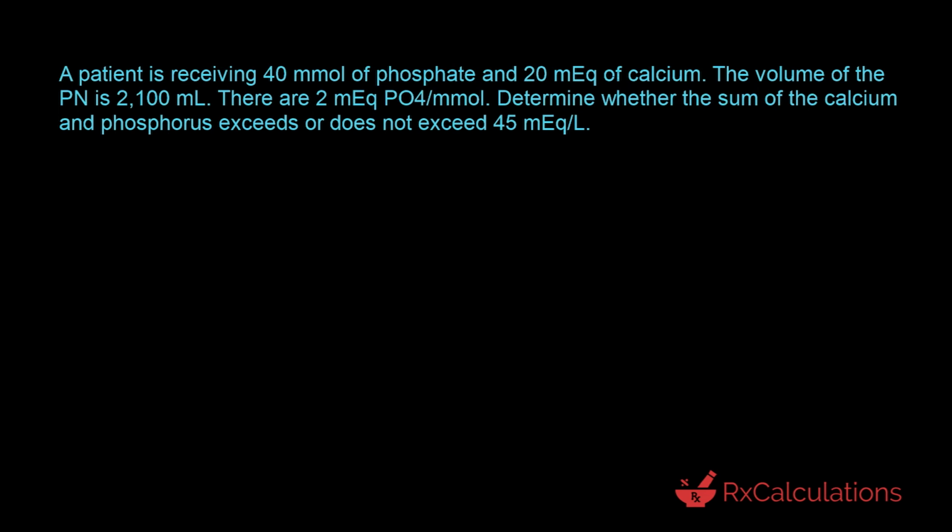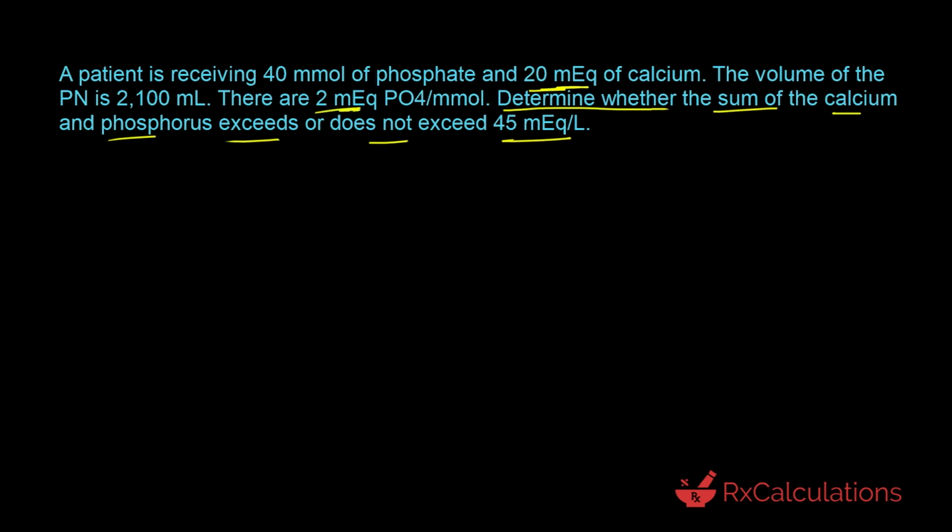Okay, let's digest the question. It says determine whether the sum of calcium and phosphorus exceeds or does not exceed 45 MEQ per liter. So we essentially need to determine the total milliequivalents and then divide that by the volume in liters to find out whether it is more or less. We already have the MEQ for calcium. We don't need to do much there except to add it to the MEQ for phosphate. So that's where the mathematical manipulation is needed.